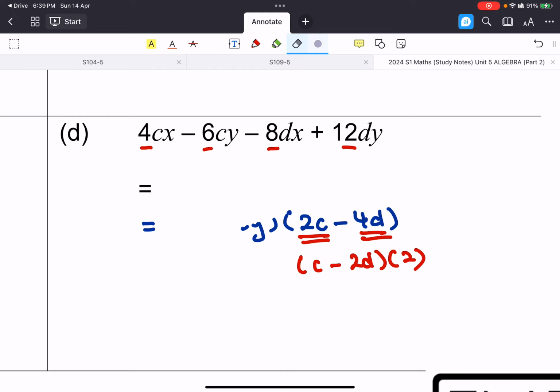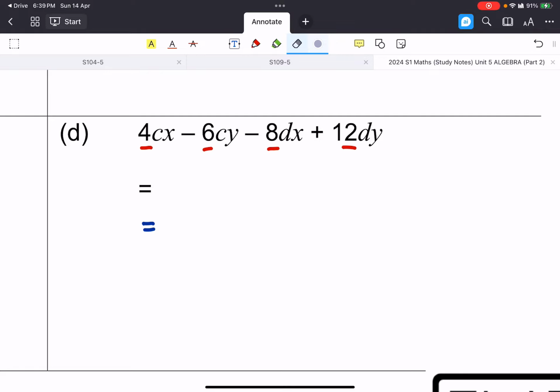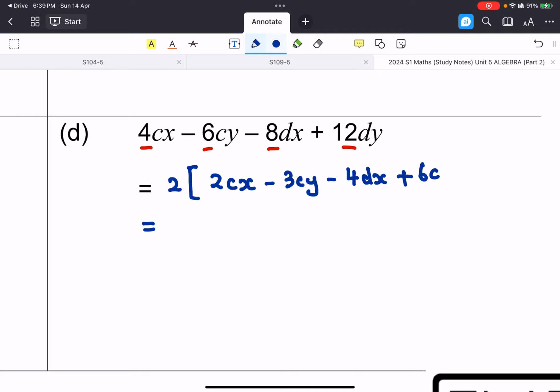So before our instinct kicks in and tries to do factorization by grouping, recognize that we learn factorization by extracting common factors first, and 2 is common throughout. So I will use a rectangle bracket because of personal preference, plus to me it looks a lot neater. And over here we will end up with 2cx, right, minus 3cy minus 4dx, okay, plus 6dy.